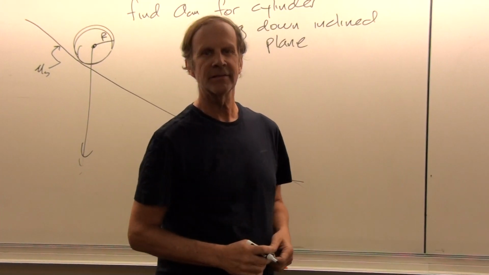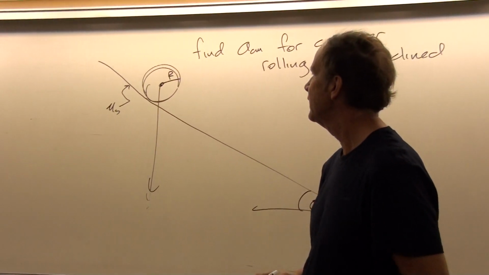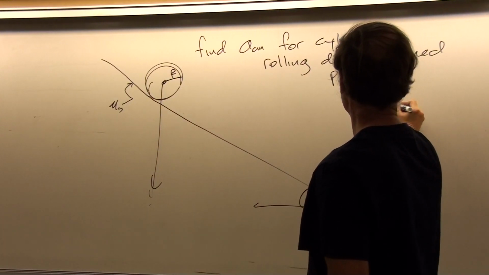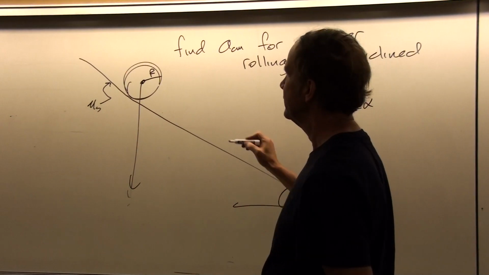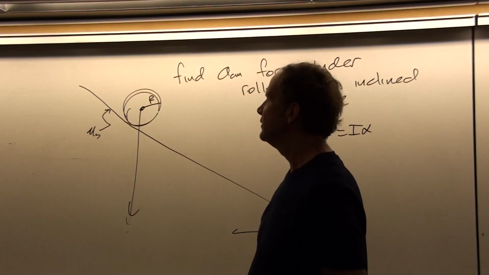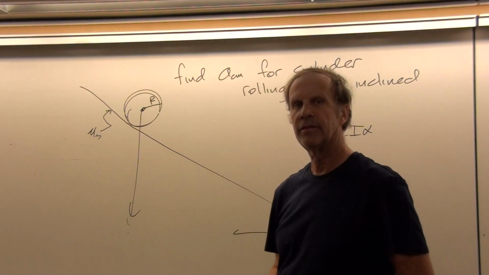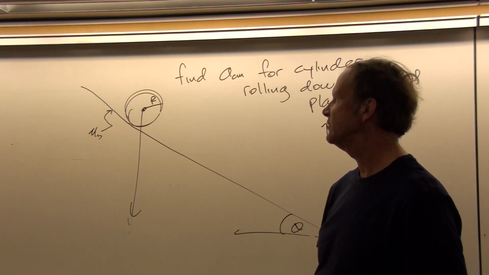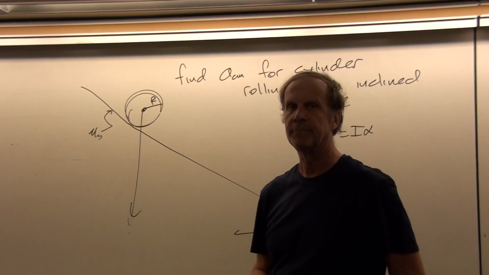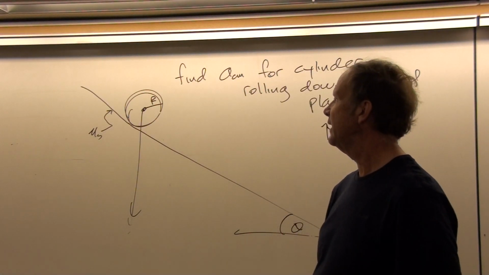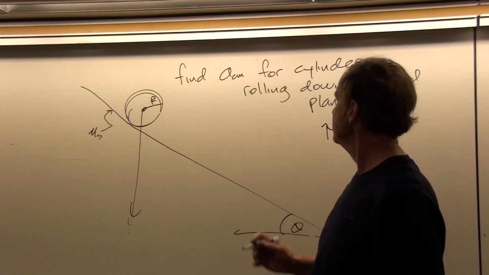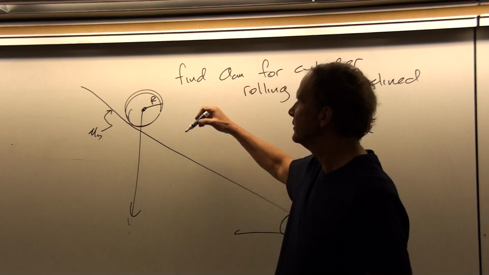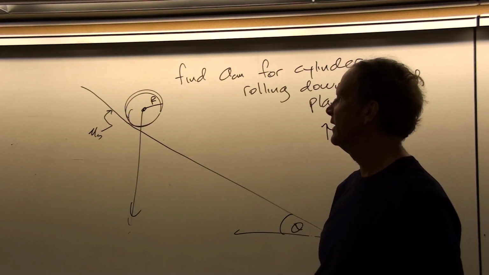All right, next set of examples I'd like to look at are applications of torque equals I alpha. We already saw that the cylinder wins the race with the thin disk if they both are rolling without sliding down an inclined plane. What I'd like to do now is show how to calculate the acceleration of the center of mass for a cylinder as it rolls down that inclined plane.